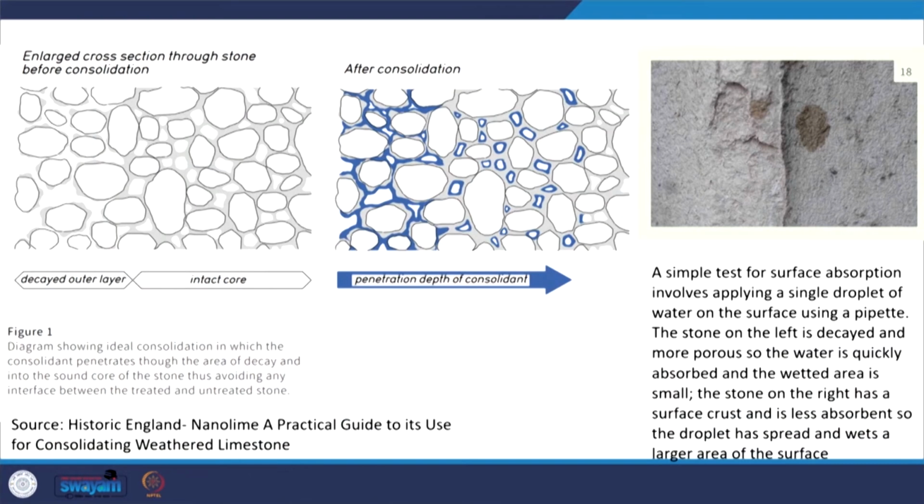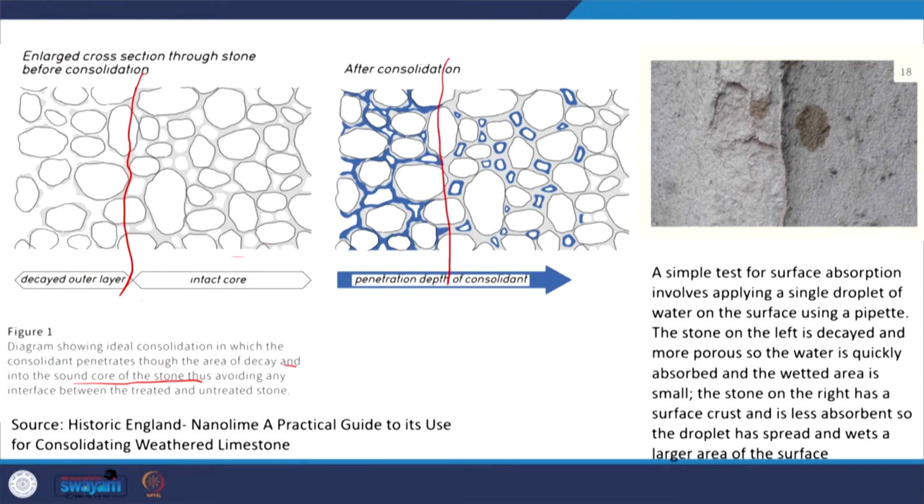In that document, they talked about what happens when the exterior layer gets decayed, and there is a thick difference you can see between the decayed outer layer and the intact core. In this process you can see that the consolidant penetrates the area of decay and into the sound core of the stone, thus avoiding any interface between treated and untreated stone. Here there is a chance of greater penetration, because once it is decayed it can absorb things.